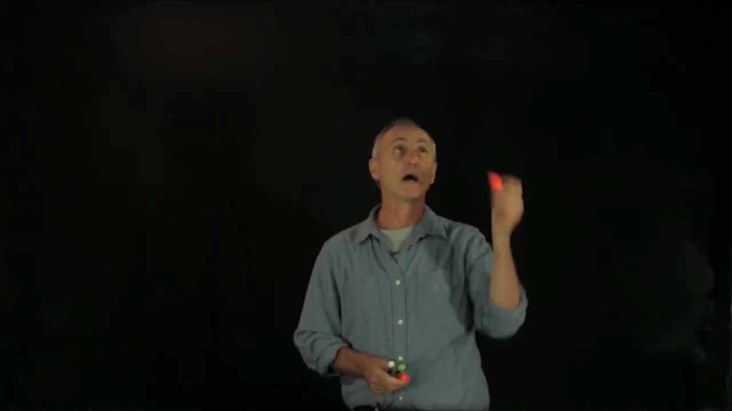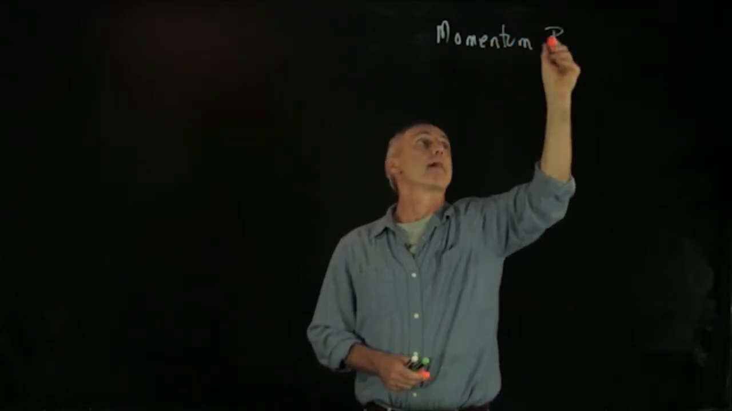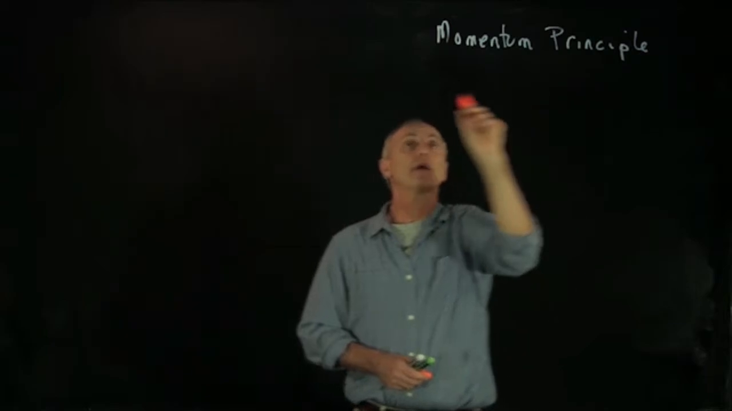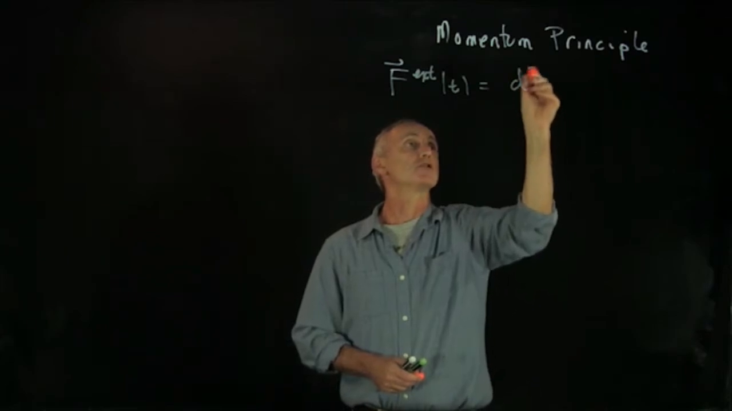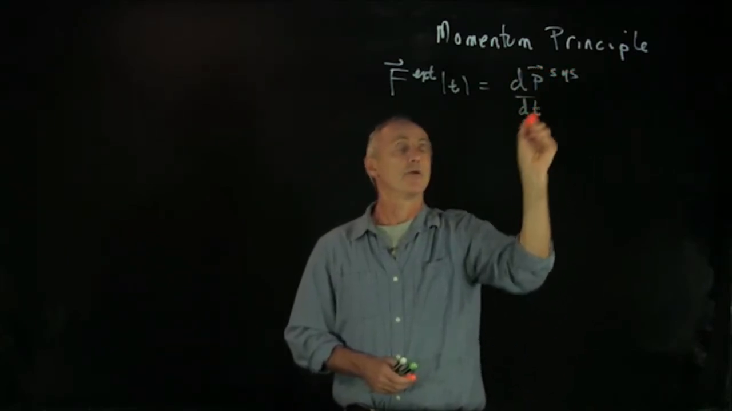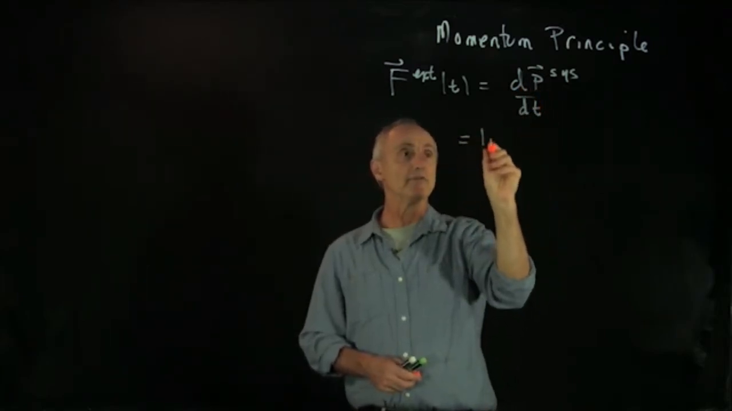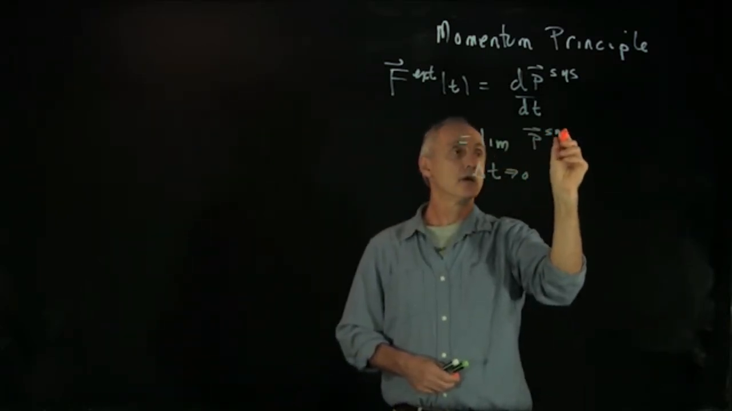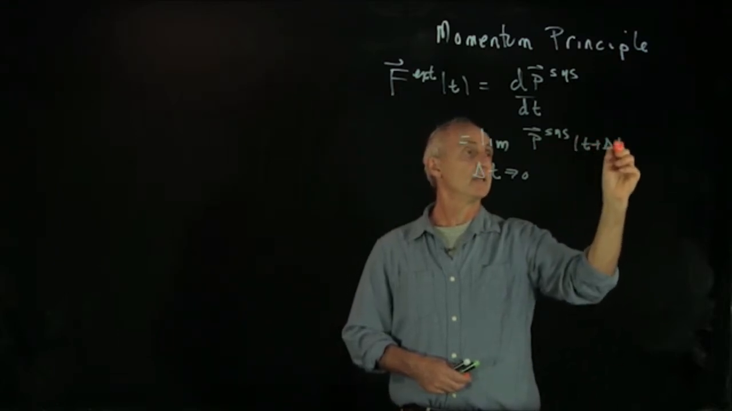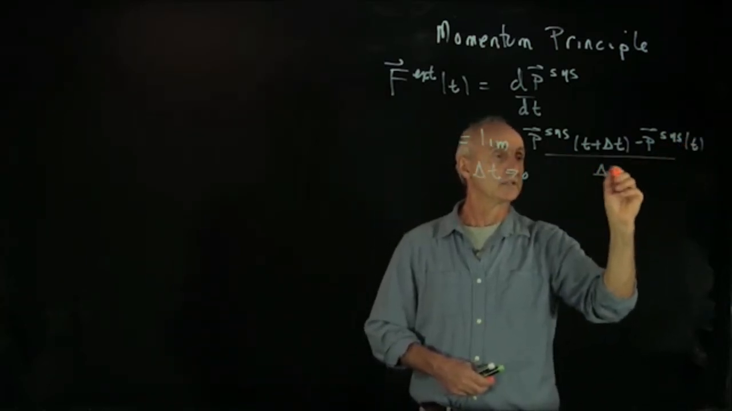We would now like to apply the momentum principle to analyze the motion of the rocket. So what is our momentum principle? We know that the external force at time t is equal to the rate of change of the momentum of the system. Now, recall, we're going to actually use the formal definition of a derivative to write this as a limit as delta t goes to 0 of the momentum of the system at time t plus delta t minus the momentum of the system at time t, divided by delta t.